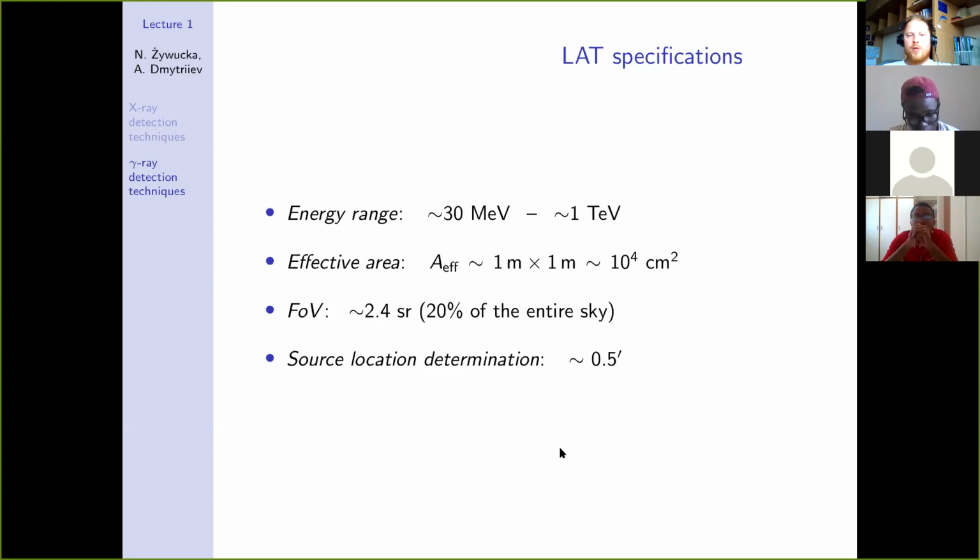And the precision for the source location determination is very good, around 1 arc minute or even half arc minute. But don't confuse it with the angular resolution, which is a bit different thing. So this is not angular resolution. It is not about separation of two sources from each other, but it's more about precision of source location. So how well we can determine from where our gamma rays are coming.